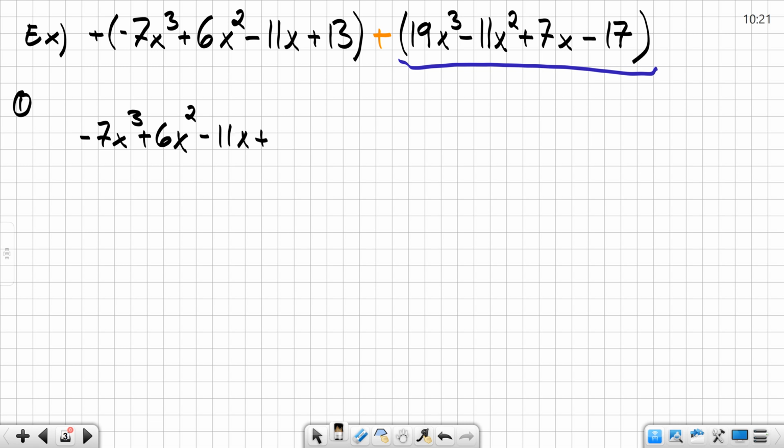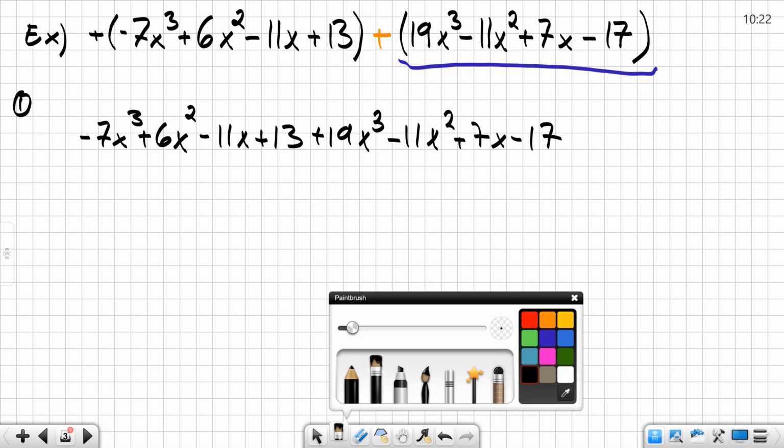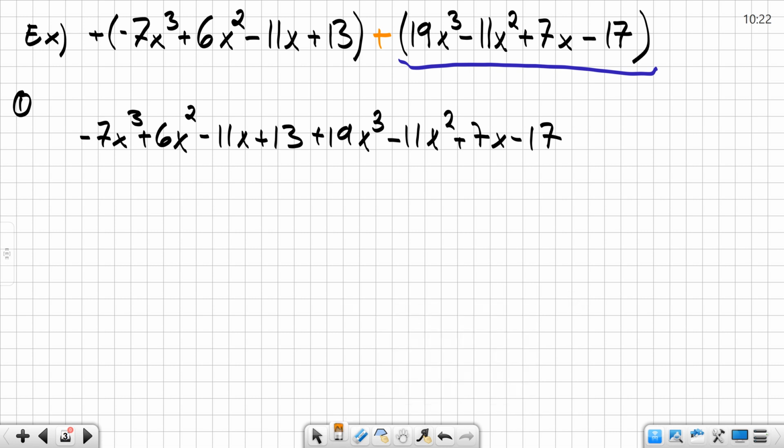Minus 11x plus 13. Now I open up the second pair of parentheses and I still have a positive 9x cubed, a negative 11x squared, a positive 7x minus 17. So the signs of the terms are all the same. But what I notice right now is that I have like terms.